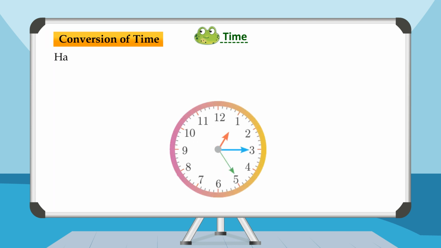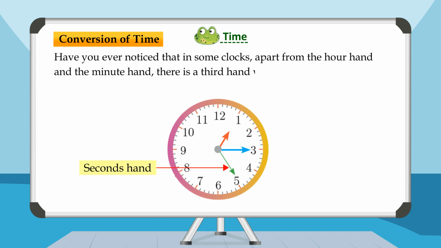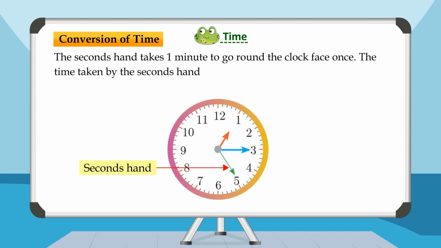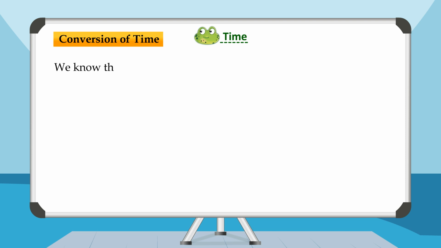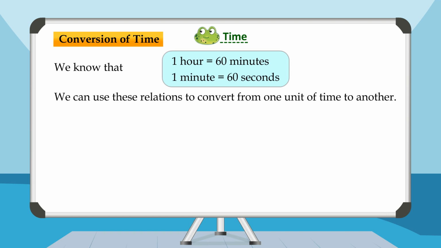Conversion of time. Have you ever noticed that in some clocks, apart from the hour hand and the minute hand, there is a third hand which moves faster? This is the seconds hand. The seconds hand takes 1 minute to go round the clock face once. The time taken by the seconds hand to move from one small division to the next is called a second. We know that 1 hour is equal to 60 minutes. 1 minute is equal to 60 seconds.